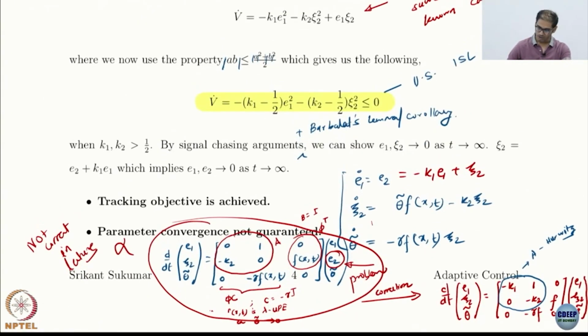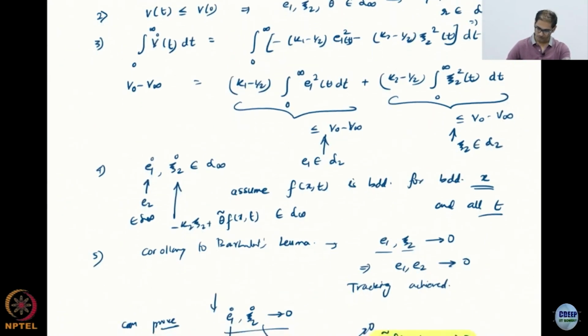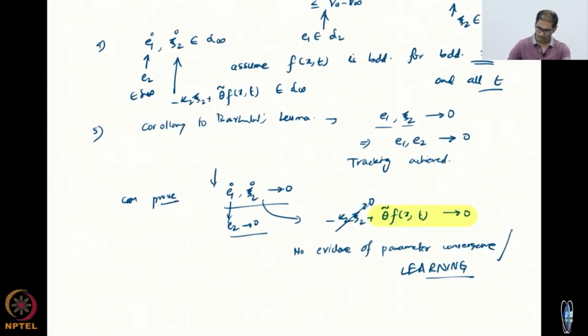So as you saw with your typical signal chasing arguments, which is what we did in the end here, we could prove that E1 and E2 both go to 0, correct, and we only could prove something like this on the parameter errors, right. The parameter errors are not guaranteed to go to 0 unless you have something called a persistence of excitation condition, right. Of course we did not discuss what the persistence of excitation condition is, that is not part of the plan again, right.